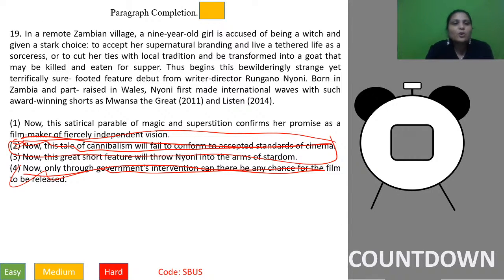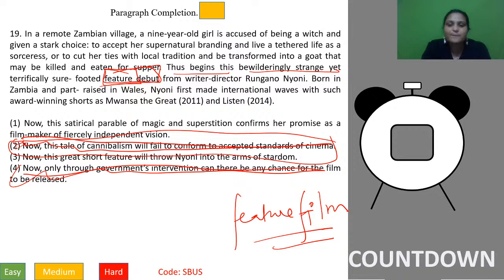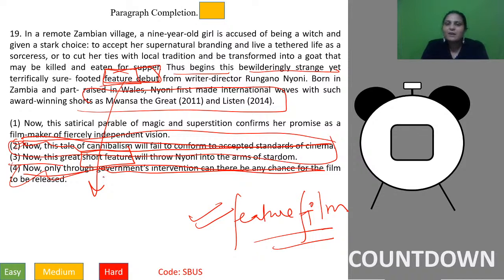Then we are talking about, thus begins this bewilderingly strange yet terrifically sure-footed feature debut. They are talking about two things. Feature debut. A feature debut here means a full-fledged film, a feature film. What our Hindi cinema makes, the 3-hour pictures, they are called feature films. The rest are either short films or documentaries. So the other problem with this is a short feature. What qualifies as short features, the works that she did, are the previous ones. This is a feature debut. That means it's the first time she's making a movie of this form. So it's definitely not a short film. It's actually a feature film. All right. That is one of the reasons option 3 cannot be the answer, because it's factually not correct. It's a feature debut. That means she's making a full-blown film.